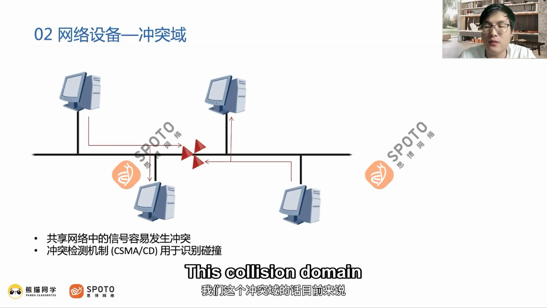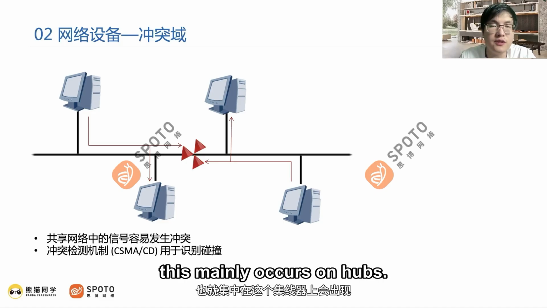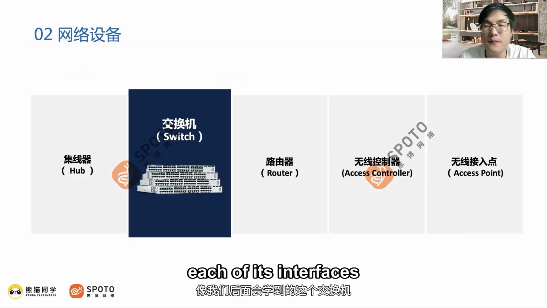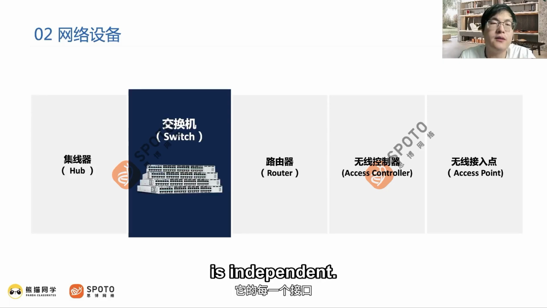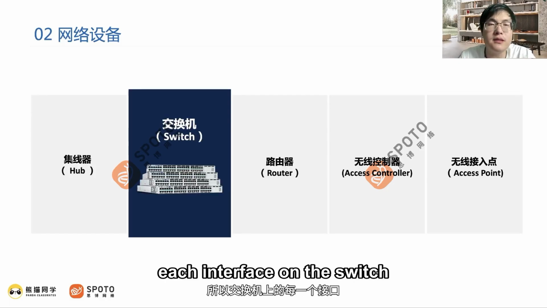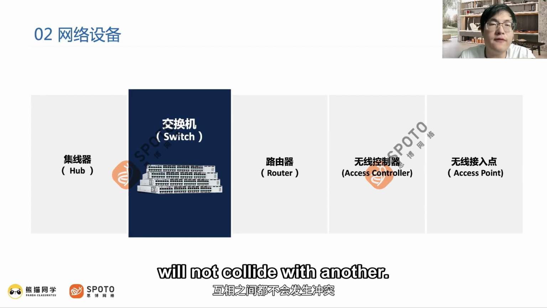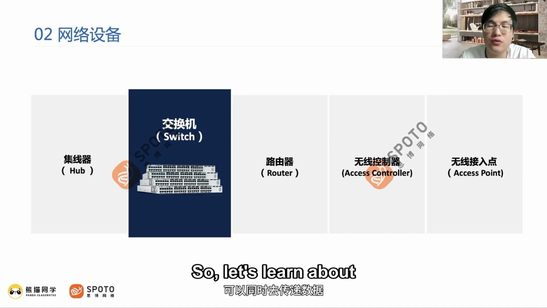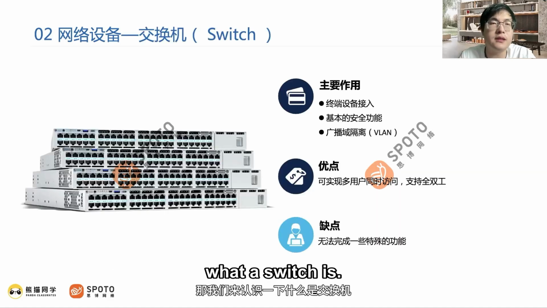This collision domain, currently, mainly occurs on hubs. For our higher-end devices, like the switch we will learn about later, each of its interfaces is independent. Therefore, each interface on the switch will not collide with another. There are no collisions. They can transmit data simultaneously. So, let's learn about what a switch is.